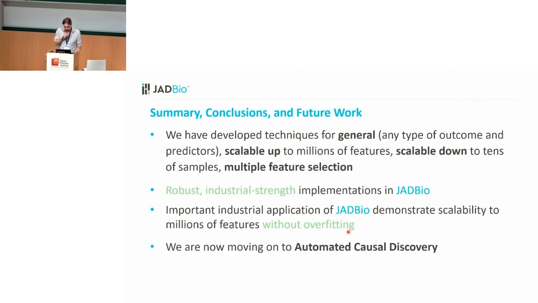Now, in terms of what we've done so far with JADBio, we have developed techniques for general feature selection applicable to any type of outcome. It's scalable and also scales down to very few samples. Some of the algorithms, not all of them, return multiple solutions. And we have robust implementations in the tool. And also, if you do it right, there are many tricks to do it right, which I describe in papers and other talks, you shield yourself against overfitting, because it's very easy with that many features and tiny sample sizes.